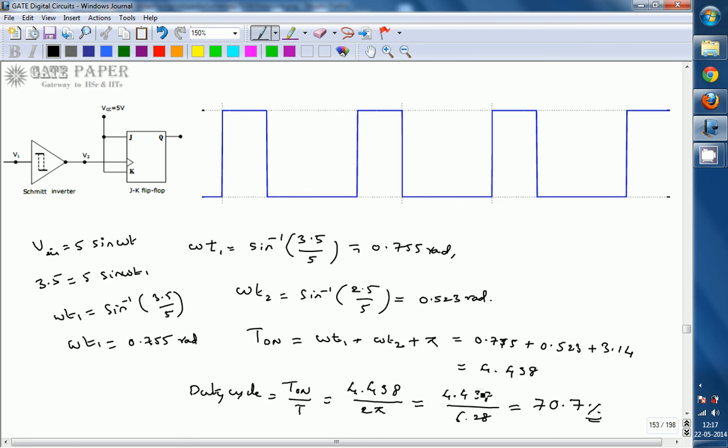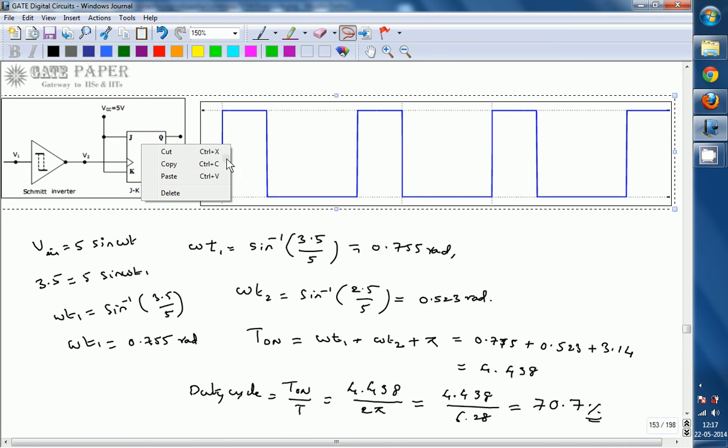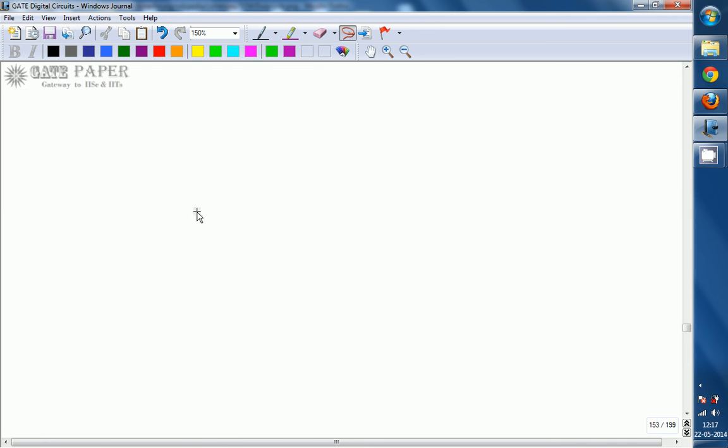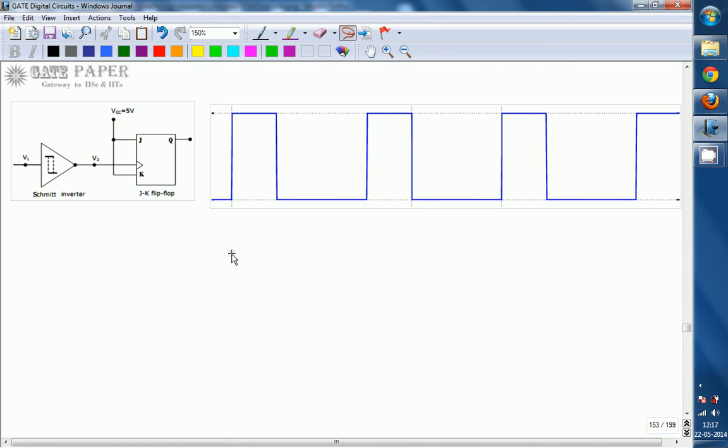Now if you give this square wave as the input of a JK flip flop, what will you get at the output side? So now we are going with that. This is the input waveform. Now check this one. This is the waveform V2. Now we are interested in the calculation of V3.